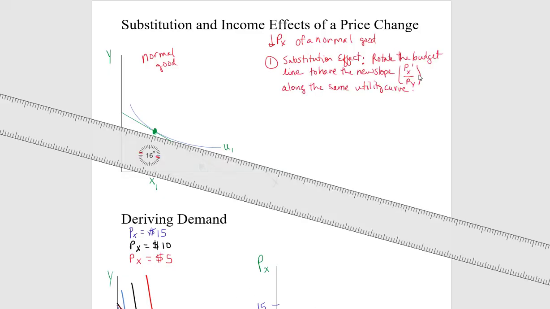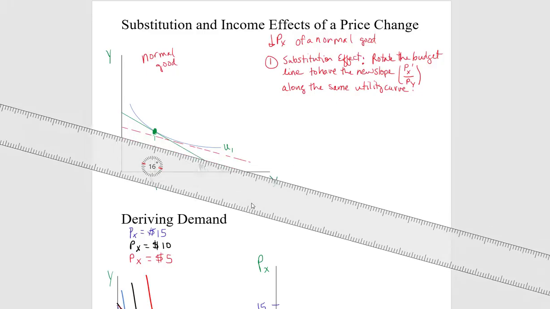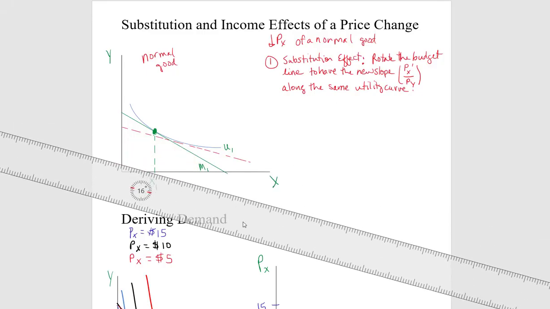So suppose the ratio of the prices, once the price of X goes down, is something flatter, like the slope I've given by my ruler here. So we'd get a budget line for this substitution effect that would look like my dotted line here. I'm drawing it as a dotted line because in reality, this is not our budget line. This is saying what happens when the price ratio changes and I'm staying at the same level of utility.